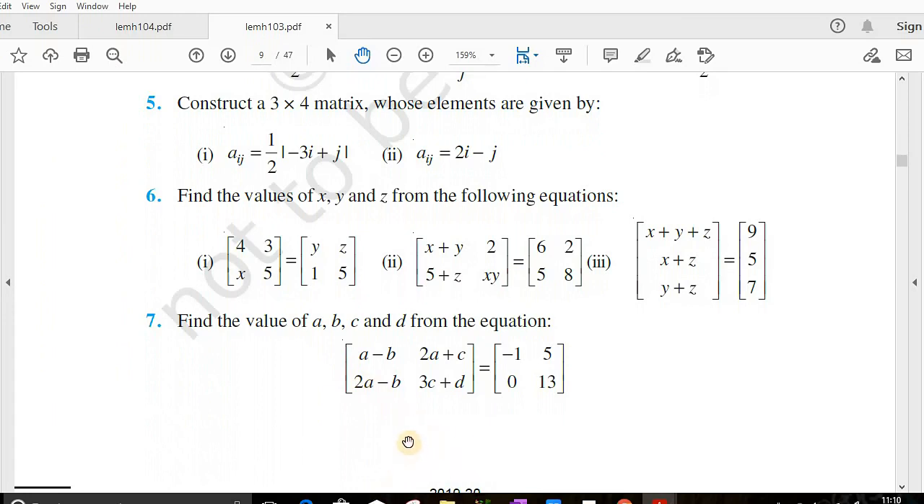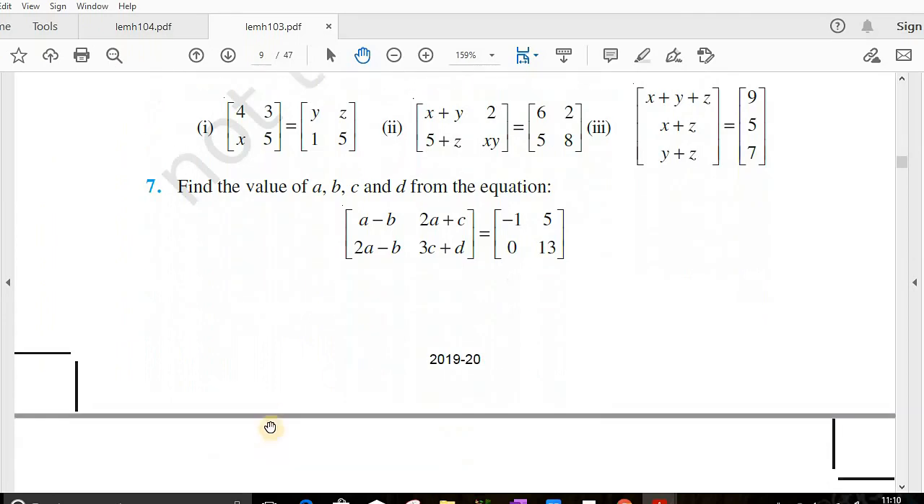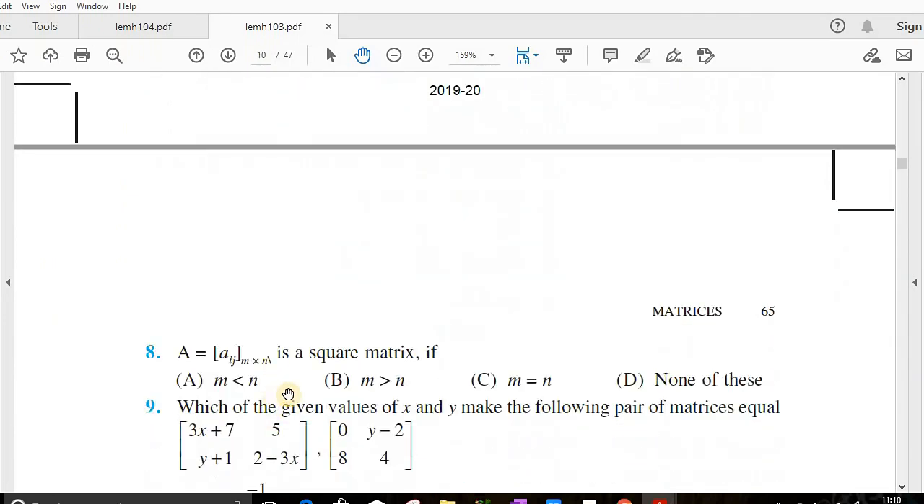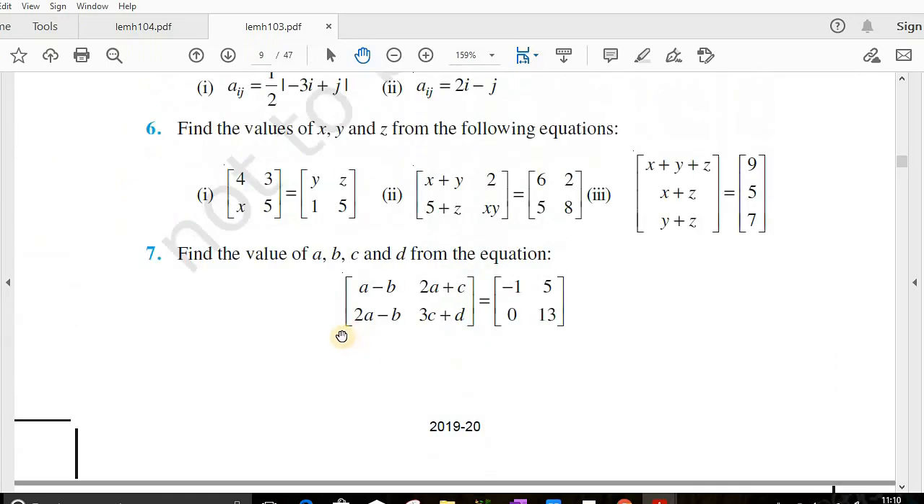So I'll do one question for you. Which one you want me to do? Question number 6 or question number 7? What? Which one? Okay, I will do question number 6, 2. Okay? ठीक है sir?